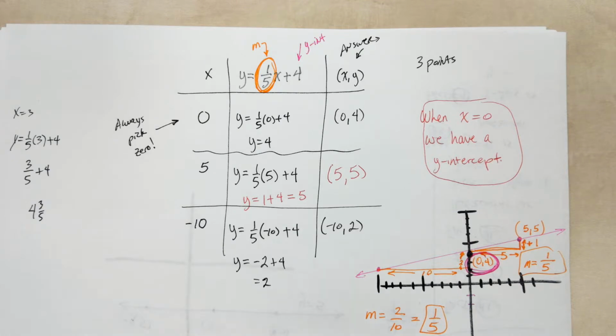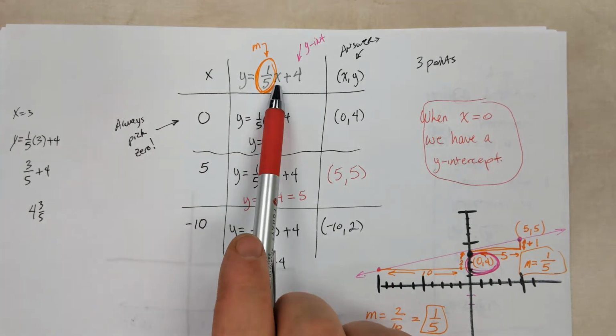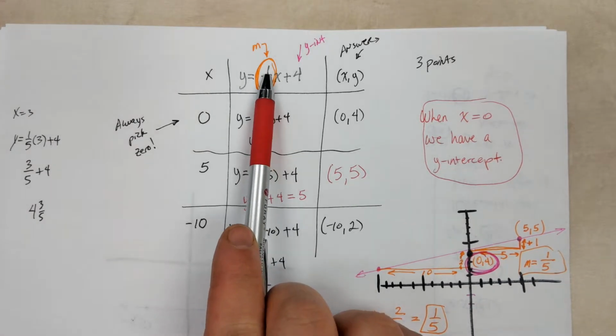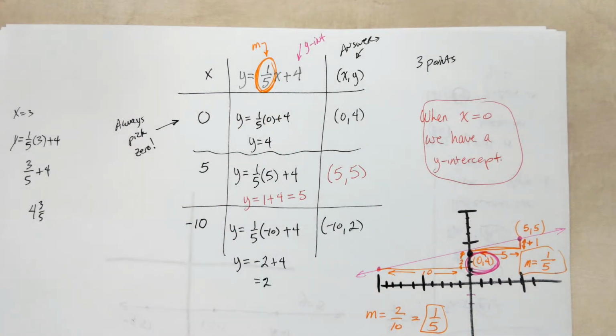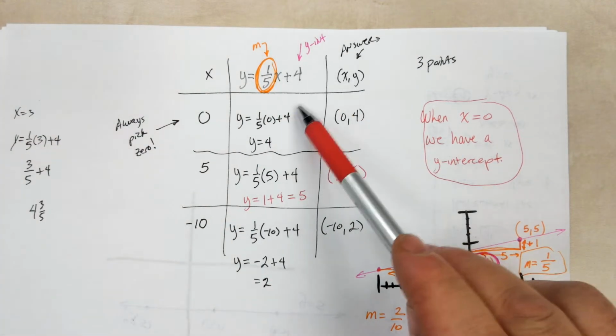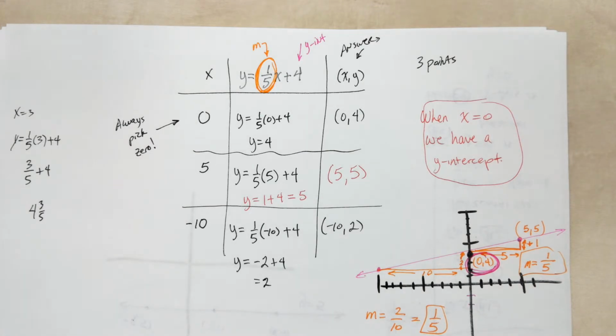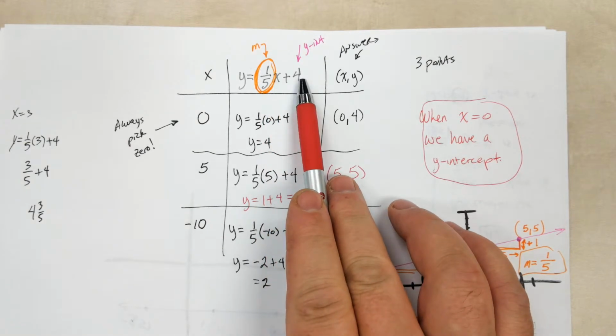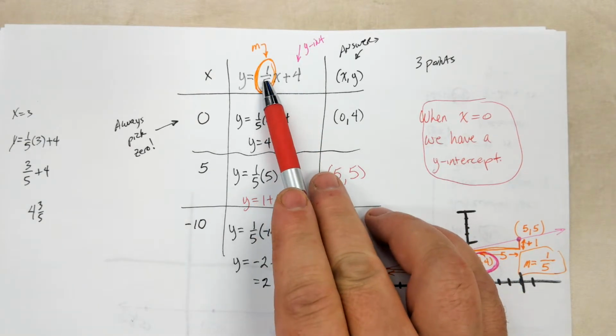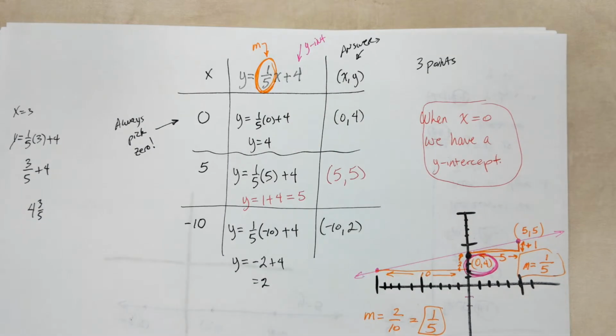So Celine, here's the thing. When x is 0, we have a y-intercept, right? So if I put a 0 right there, it's 1/5 times 0, and 1/5 times 0 is 0, so y equals 4. That's what we did here. But even if you don't do a t-chart, you can still find the y-intercept. When it's an equation like y equals a number times x plus another number, the number in front of the x is your slope, and the number over here is your y-intercept. That's how it works all the time.